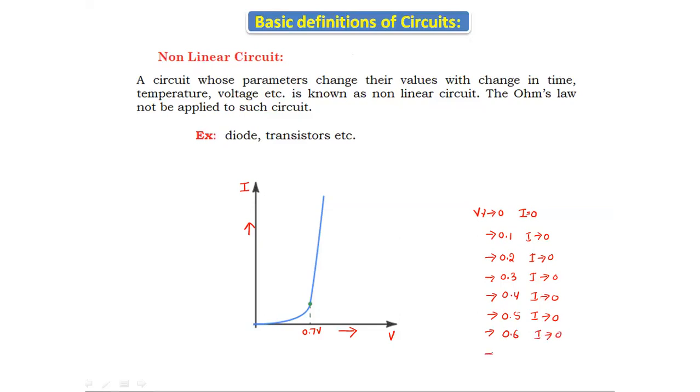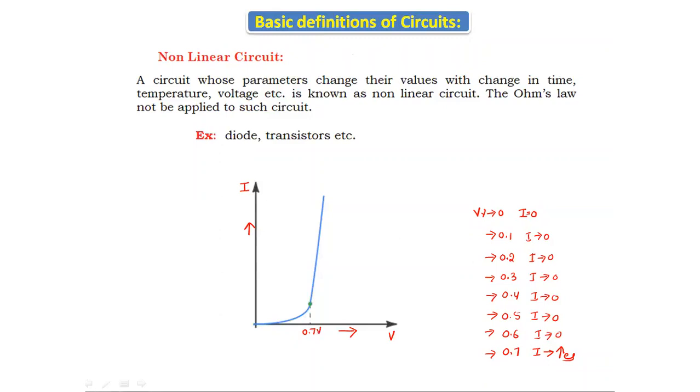Now if the supply voltage is 0.7 volts, it is called the cut-in voltage of the silicon diode. Here the current starts to increase. Observe that up to 0.7 volts the current is essentially 0. There is only a small change in the current, but it increases drastically after 0.7 volts. This is the cut-in voltage of the diode.